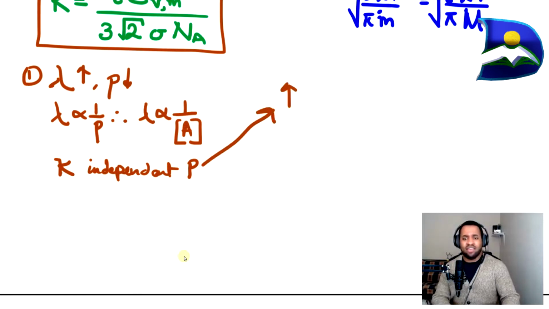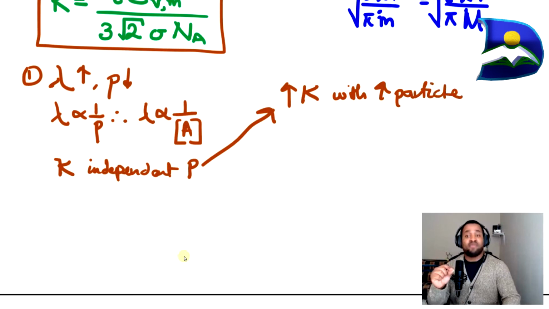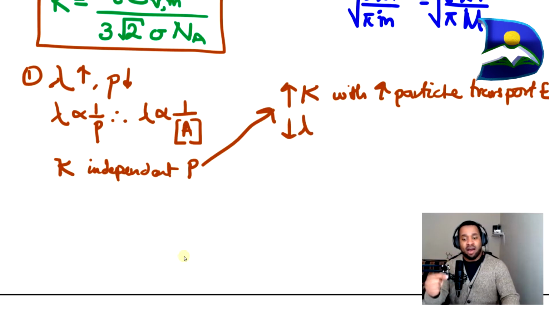When we have an increase in K, which is the coefficient of thermal conductivity, this leads to a relationship with more particles, so an increase in particles that will transport energy. And so once you have more particles transporting energy, we see a decrease in lambda, which is the mean free path, leading to energy not being carried over long distances.